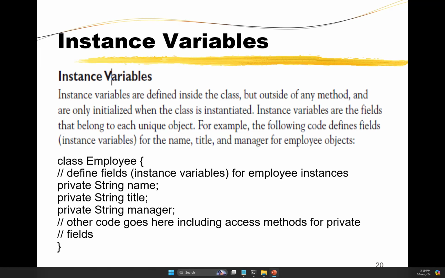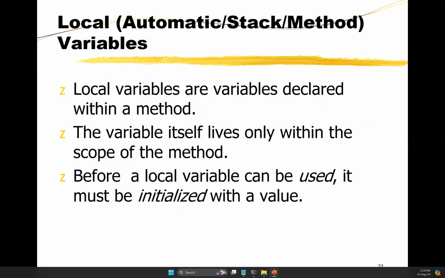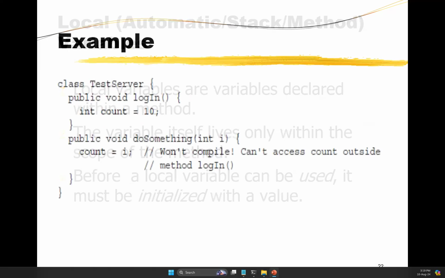The instance variables are the variables declared inside the class, outside any method. Local variables are declared inside a method. The instance variables are available throughout the class, but the local variables are valid only within the given scope. If it is declared inside a method, it will be available until the method finishes. And local variables must be initialized before using. Otherwise, you cannot use it. Right.